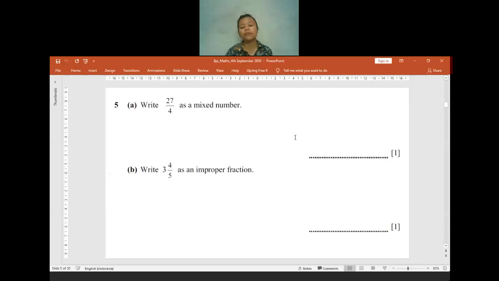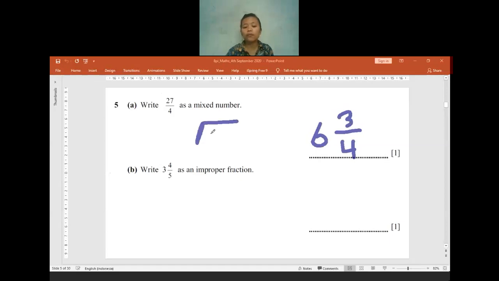For question 5, it's easy. We have to change the improper fraction into a mixed number, and also change the mixed number into an improper fraction. I think that's enough. 6 and 3 out of 4. Okay, is there anyone having any difficulties getting 6 and 3 out of 4?